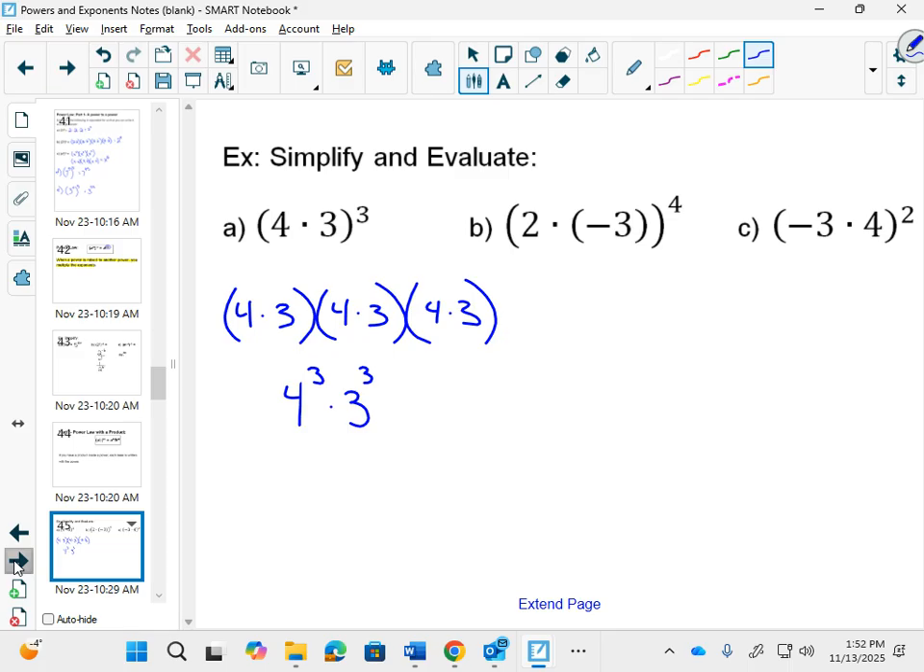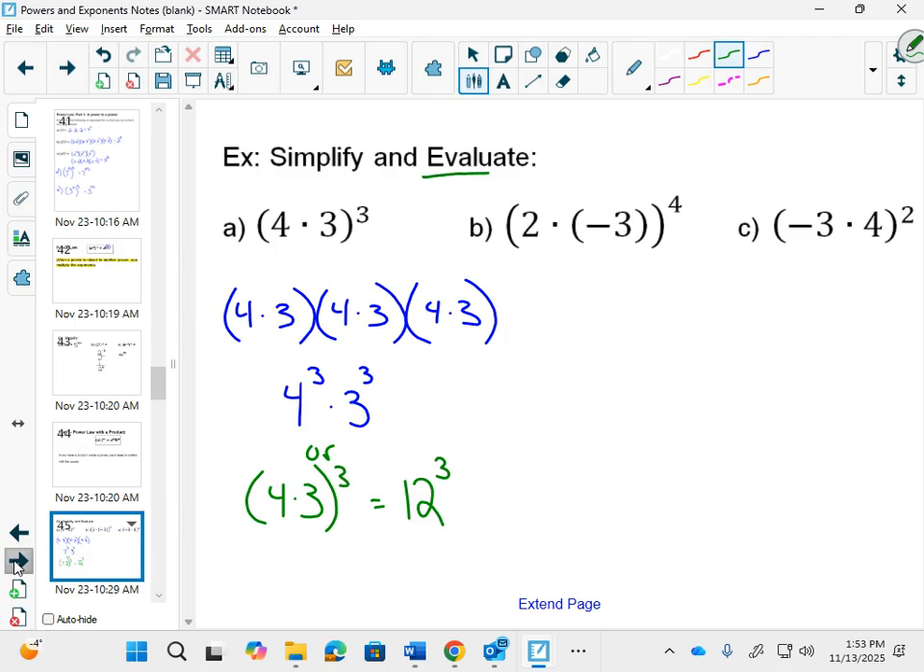You could also switch colors here, or you could have done the brackets first. What's 4 times 3? And you could get 12 cubed. So different ways of looking at it give you the same answer. I think I like the 12 cubed, it looks simpler. But you could write this one either way.